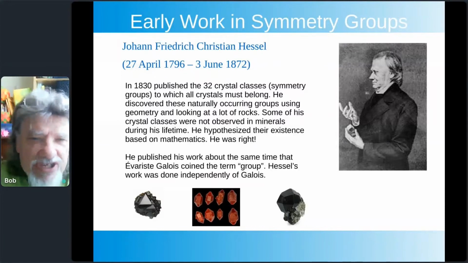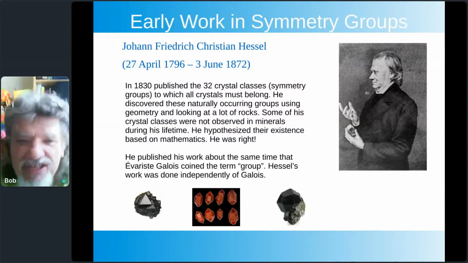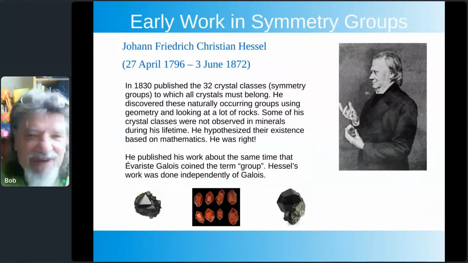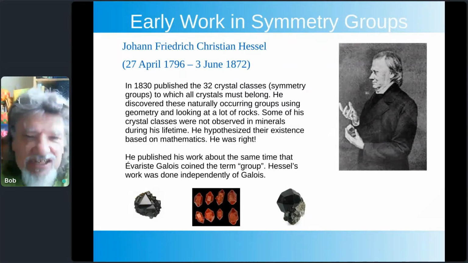Now, some of the groups he came up with, that 32, no one ever found minerals that look like that. But he used math to say these crystals, these shapes must exist. It was like the old days when guys were filling in the periodic table and they said there was a missing element between two elements. They hypothesized there was an element in there, and eventually someone found it. He did exactly the same thing. He hypothesized all these crystal classes. Three quarters of them he found. The other quarter had never been found, but he said they had to exist.